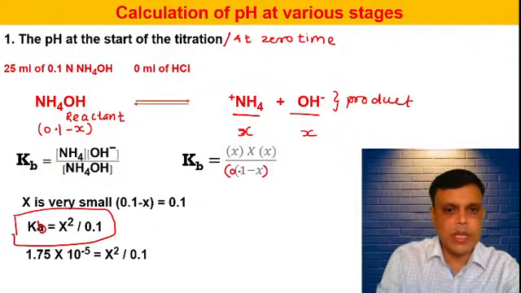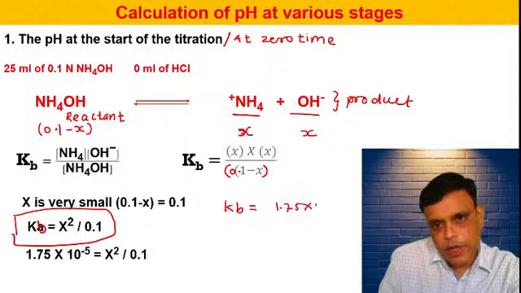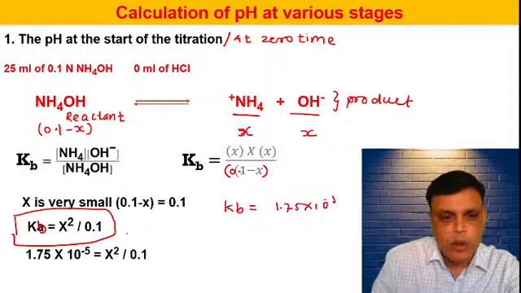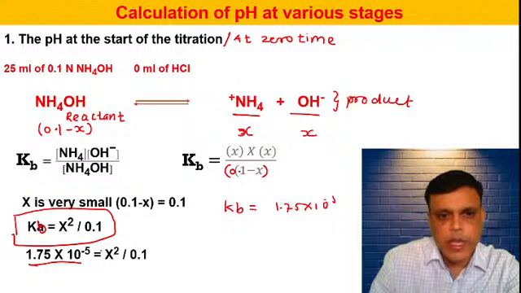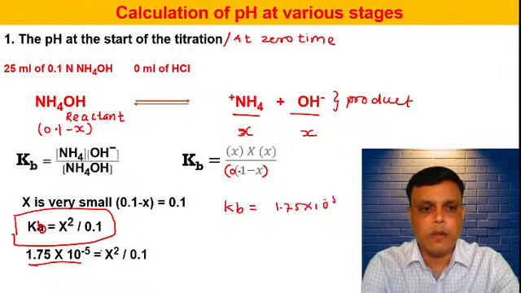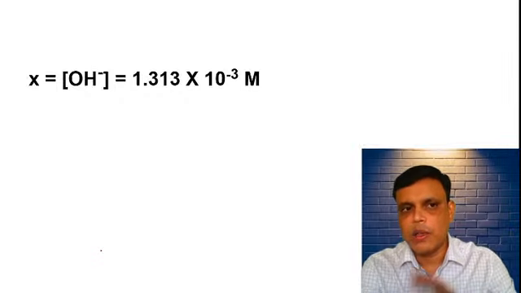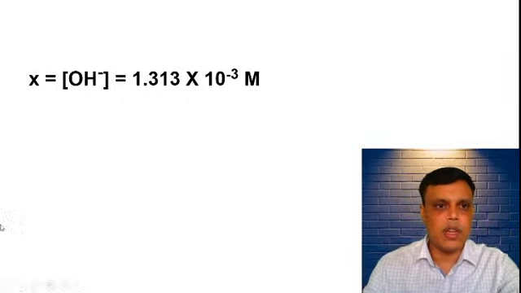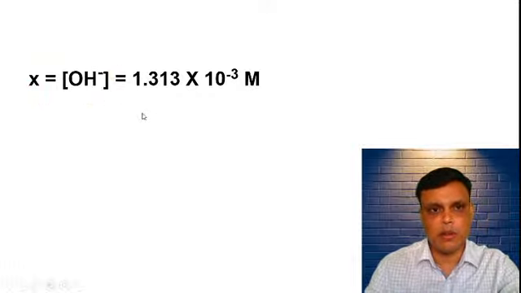So this Kb is given to you. Kb for this reaction is 1.75 into 10 raised to minus 5. We'll put this Kb in this equation. So this equation will become 1.75 into 10 raised to minus 5 equals x square divided by 0.1. Now you know the value of Kb, you can calculate x square, and from that x square you can calculate x. And this x is nothing but the concentration of OH minus ion.